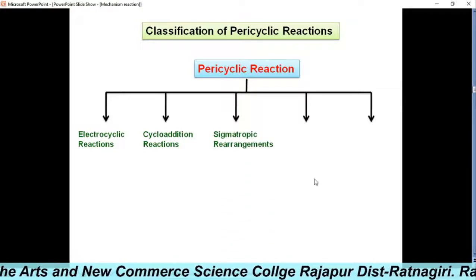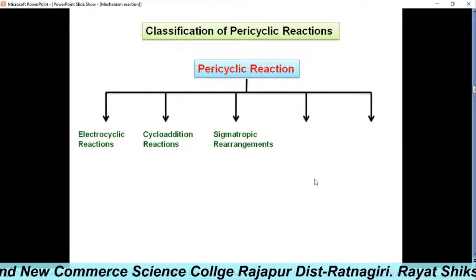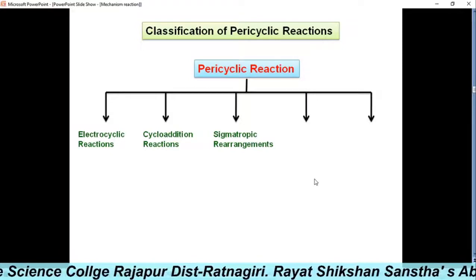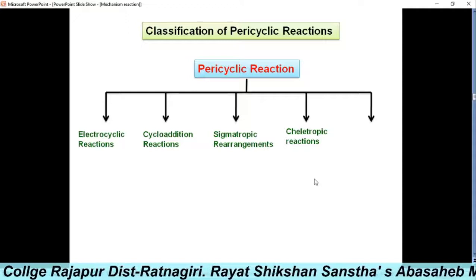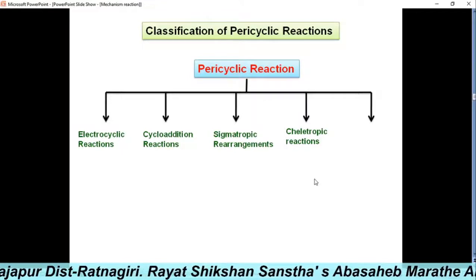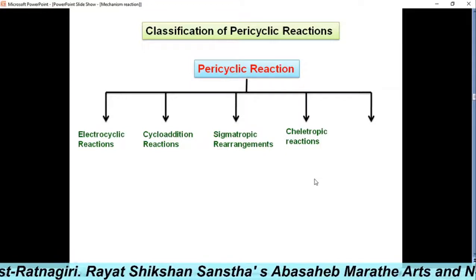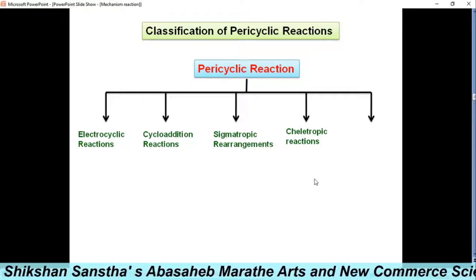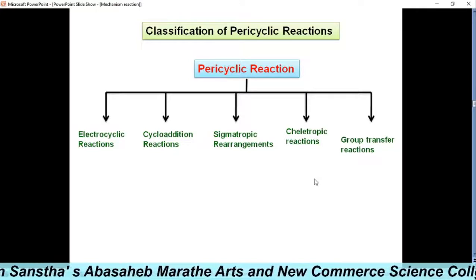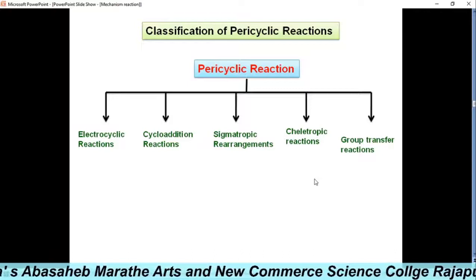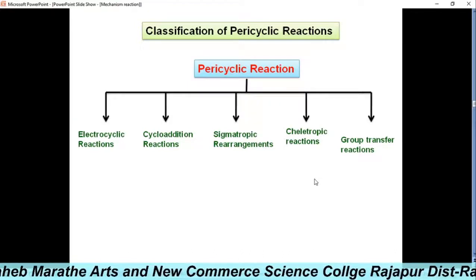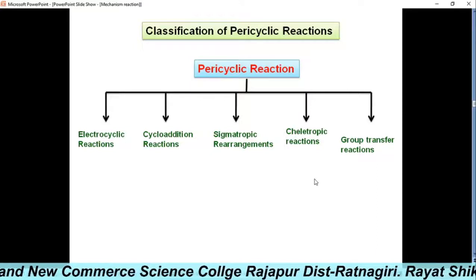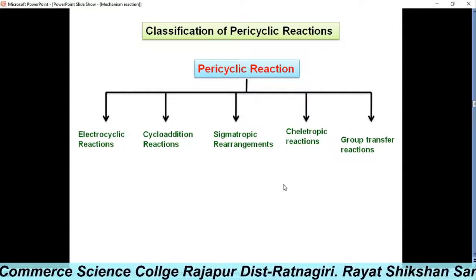The third type is the sigmatropic rearrangement. In sigmatropic rearrangement, the rearrangement of sigma bonds is involved. The next type is the cheletropic reaction. Such reactions are a special group of cycloaddition reactions. And the last type is the group transfer reaction. This type of reaction is a special group of sigmatropic rearrangement. These different types of pericyclic reaction we will discuss one by one.